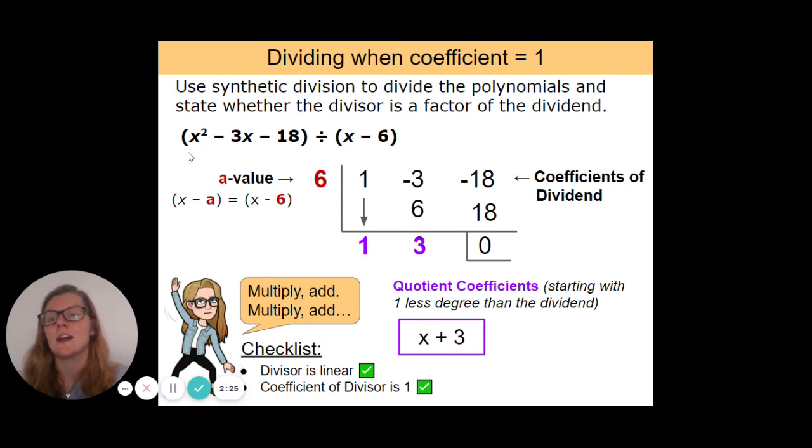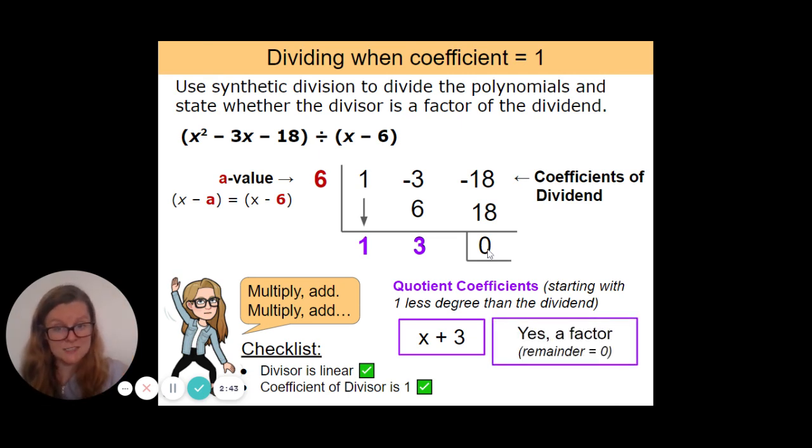Obviously, when you have like x cubed, then your first term here would be 1x squared, and then it'll go from there. Okay, so I have x plus 3. That is my final quotient. And then remember how I said I have a 0 as a remainder? If we think back to long division, 0 meant that x minus 6 is going to be a factor of the original polynomial. So yes, it is a factor because we got a remainder of 0.